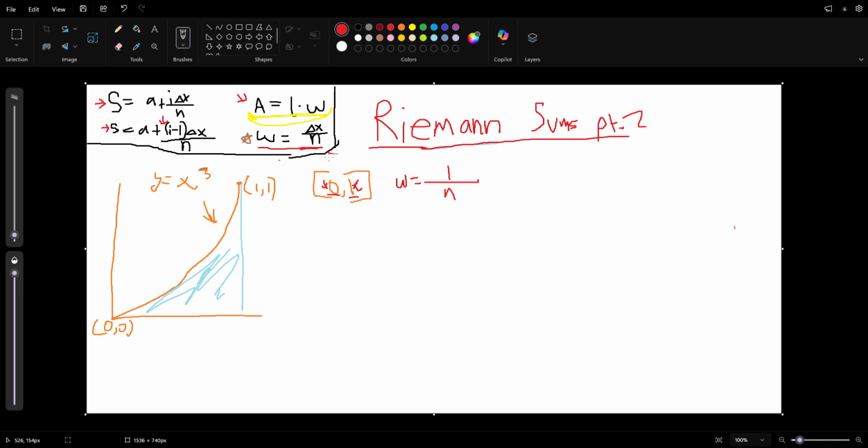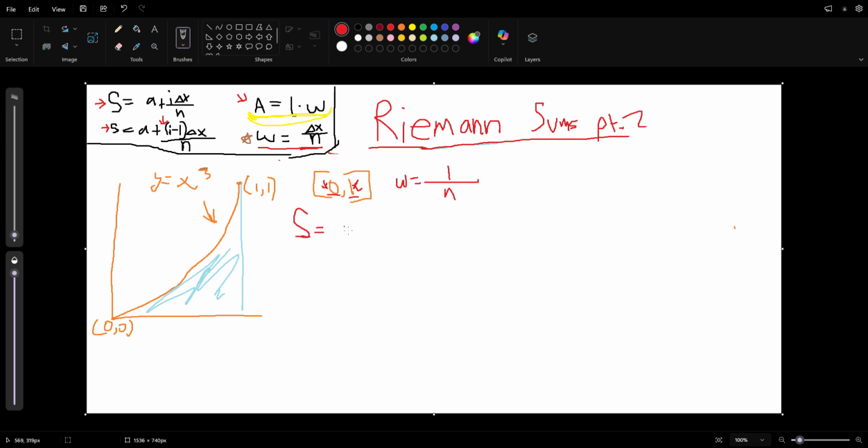Now, we found what the width is. Now we have to find the length. And to do that, we will be using the upper sum because it's always easier. I don't think I've found any ways that it's not better. Alright, so we'll be finding the right endpoints. That's it. So let us do that.